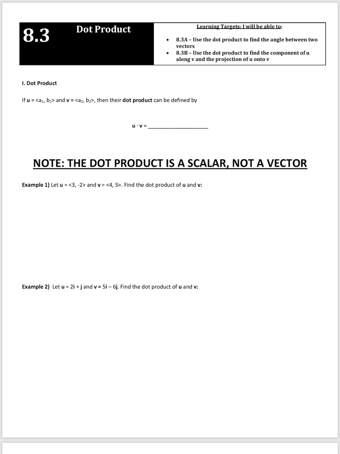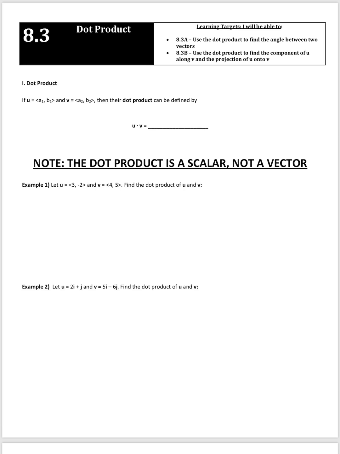All right, welcome back. We are nearing the end of our final unit together. This is section 8.3, and we are talking about what is known as the dot product. There's a couple of learning targets for this section. Both have to do with using formulas that we're going to derive, but they both rely on something called the dot product.